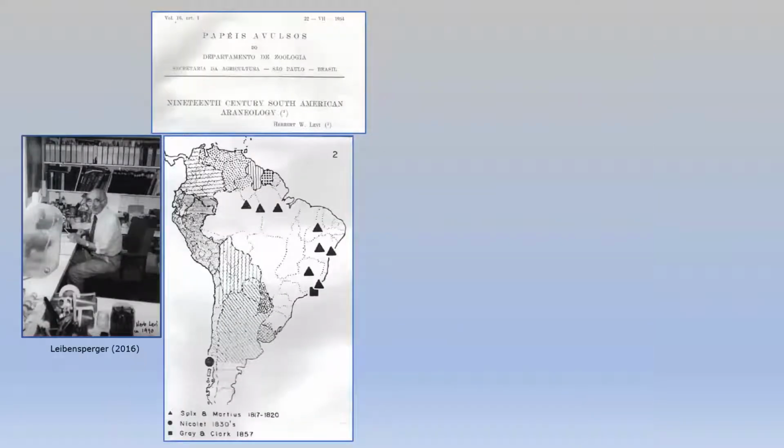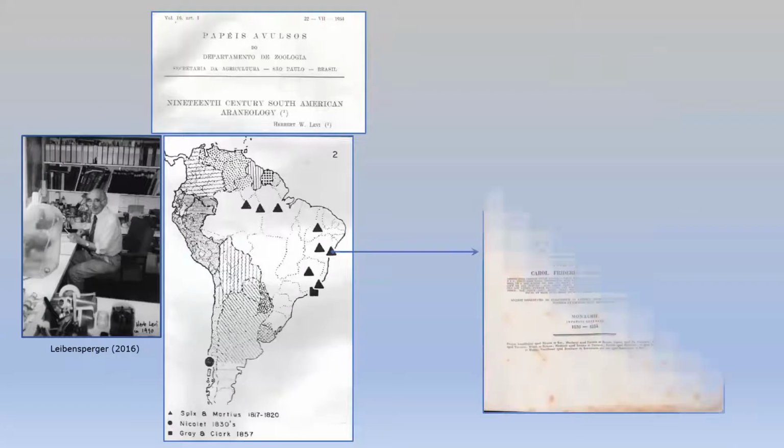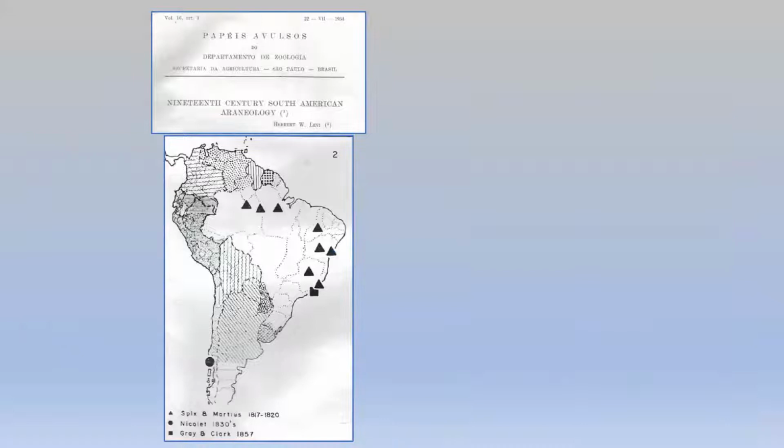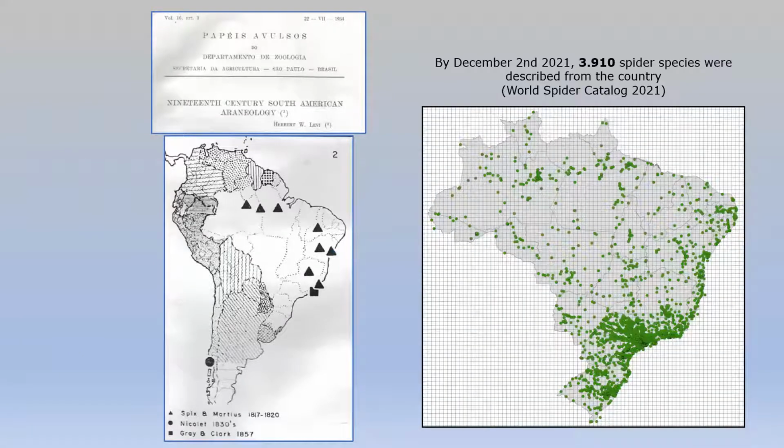This map was published by the late Herbert Levy in the 1960s. The triangles show collecting sites of an early 19th century German expedition in Brazil. The spiders collected in this expedition were described in 1833. By then, only 19 spider species were known from Brazil, and those triangles represent the first detailed distribution records in the country. Now, look at the map at right, which is based on taxonomic literature data.